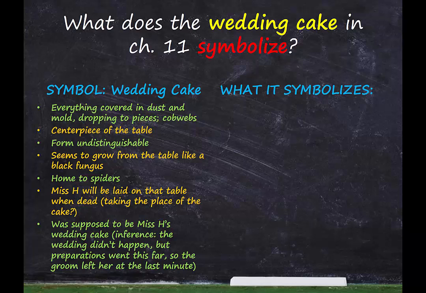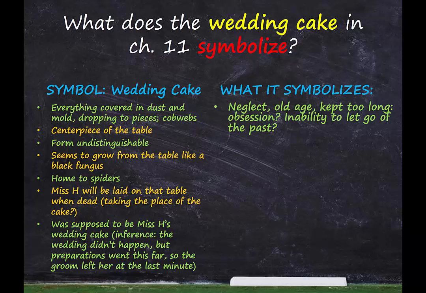Let's start with the first description, that the cake is covered in dust and mold and cobwebs. It symbolizes neglect and old age. It's been kept too long, so that it's now rotting. Perhaps it's some kind of obsession, an inability to let go of the past. What about the fact that it's the table's centerpiece? It's the center of attention in some way.